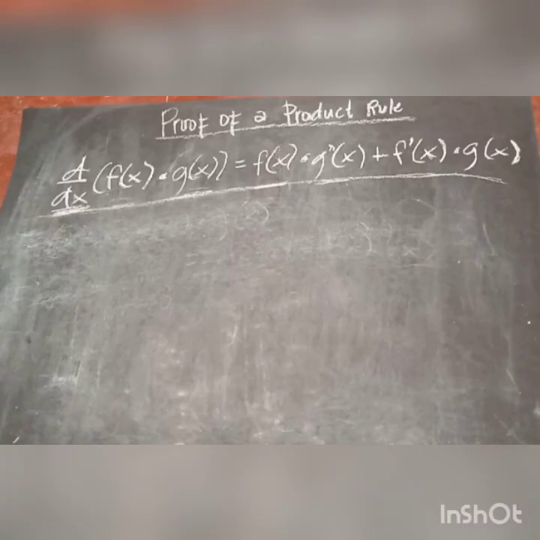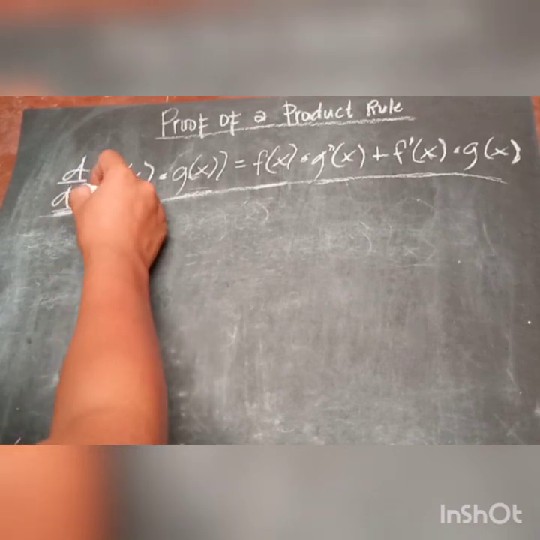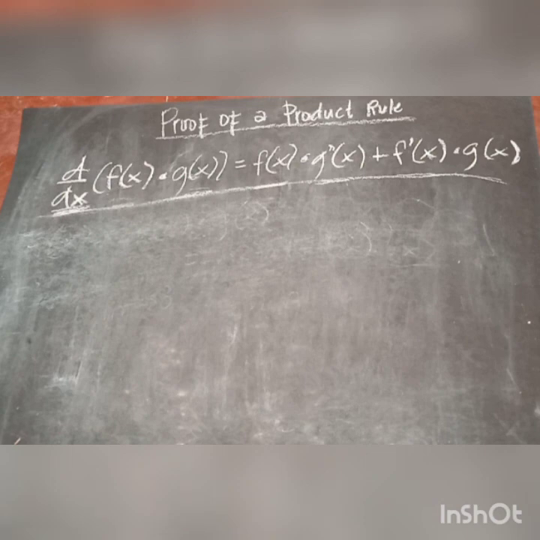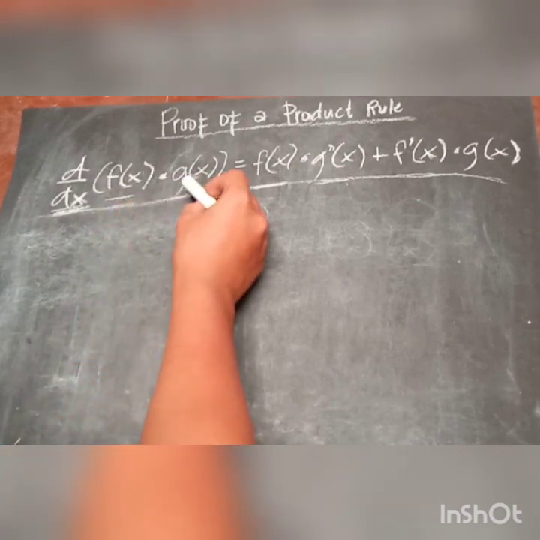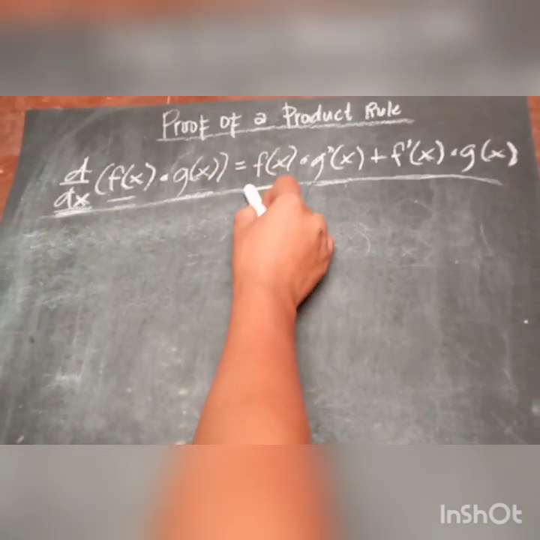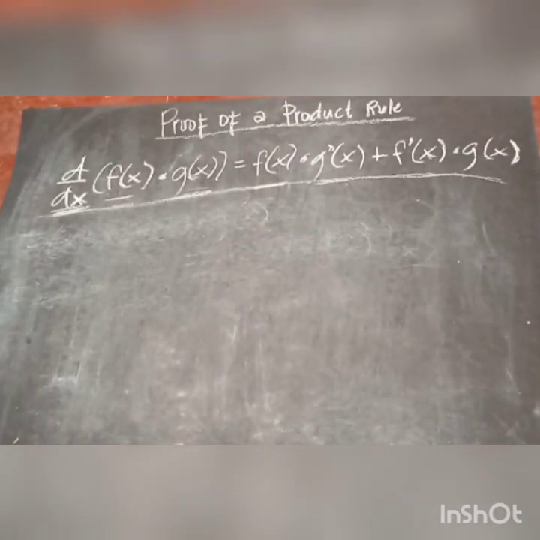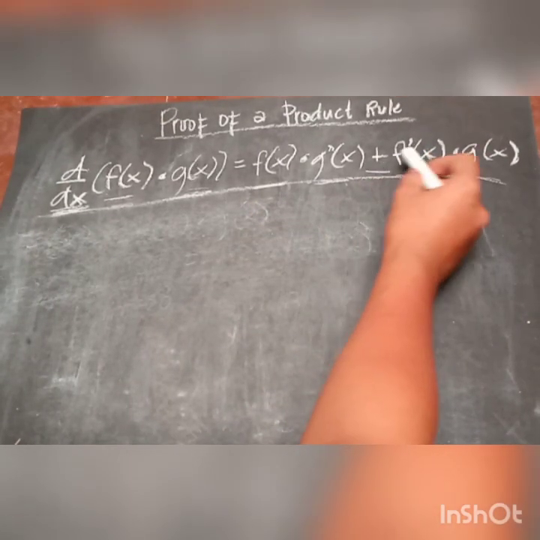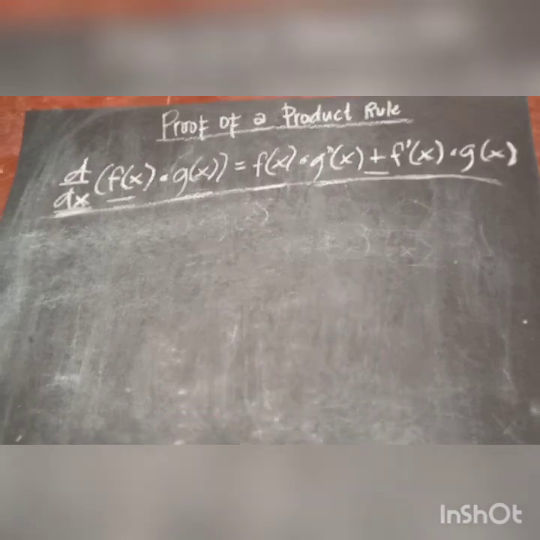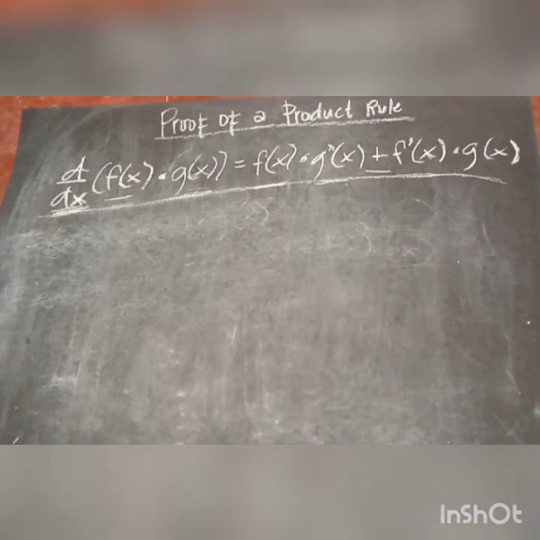We will now prove the product rule. Recall that the product rule says that the derivative with respect to x of the product of the two functions f(x) times g(x) is equal to f(x) times g prime of x plus f prime of x times g(x). And now, let us prove this result.